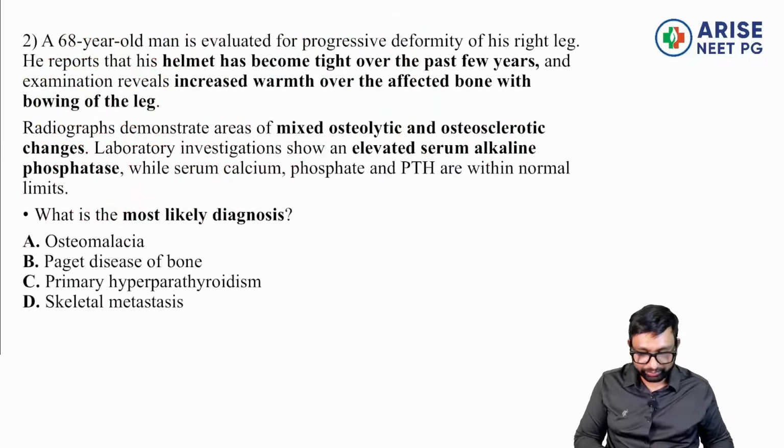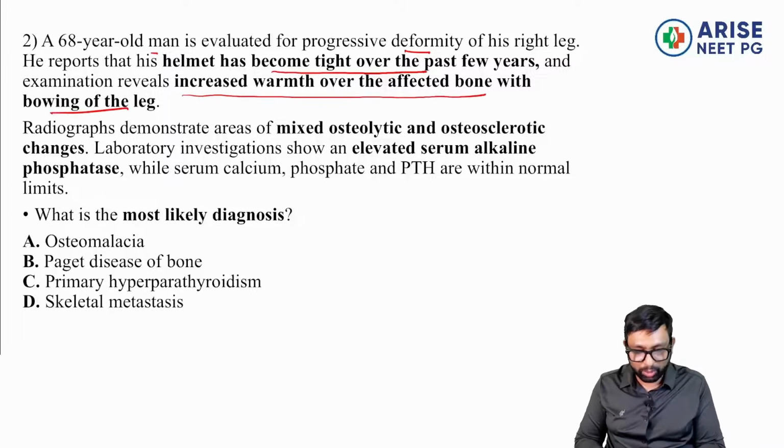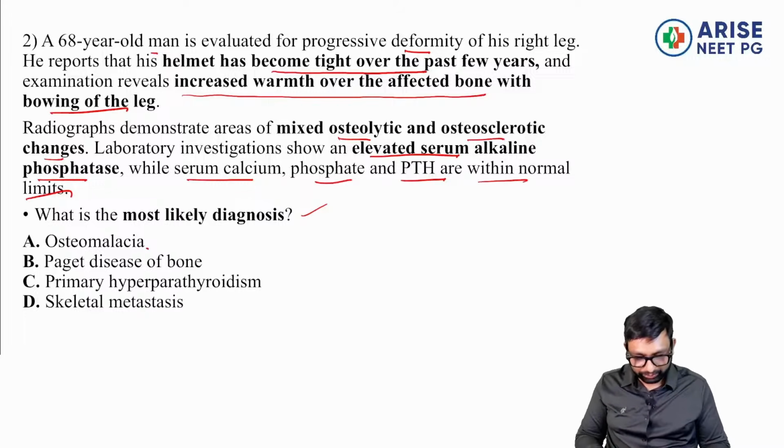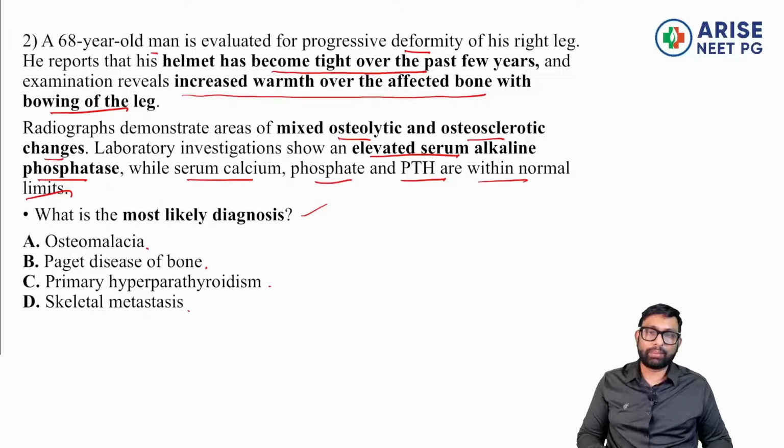Okay, now question number 2. A 68-year-old man is evaluated for progressive deformity of his right leg. His hat has become tight over the past few years. Examination reveals increased warmth over the affected bone with bowing of the leg. Radiographs demonstrate mixed osteolytic and osteosclerotic changes. Labs show elevated serum alkaline phosphatase with serum calcium, phosphate and PTH within normal limits. What is the likely diagnosis? Your options are osteomalacia, Paget's disease of bone, primary hyperparathyroidism and skeletal mets.